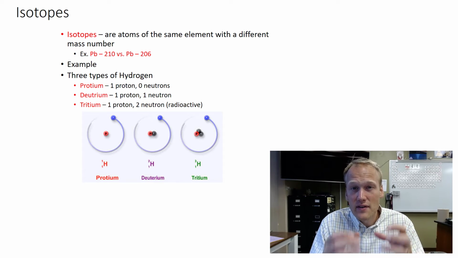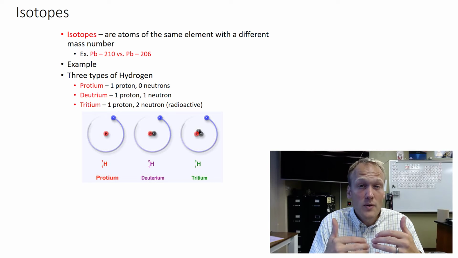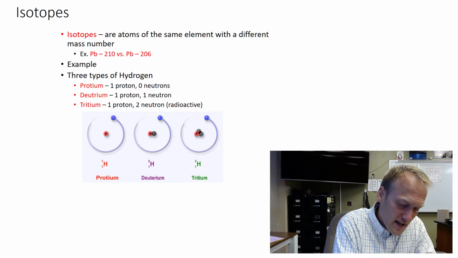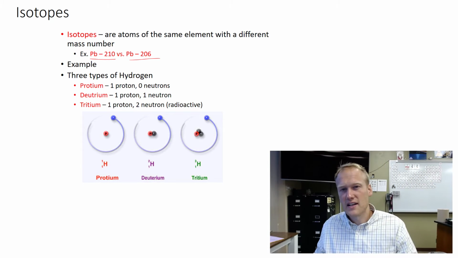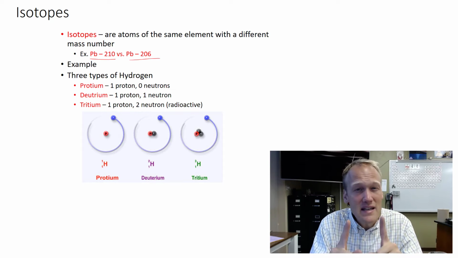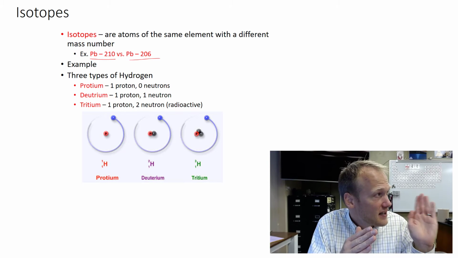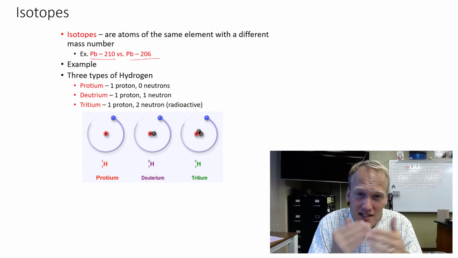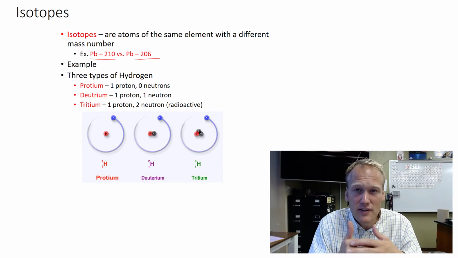Sometimes elements have different types of atoms, or what we'd call different isotopes. For instance, here are two different examples of lead. We have lead-210 and lead-206. Now, both of these are lead, and what that means is they both have to have 82 protons. If you look at the periodic table, you can see that the atomic number for lead is 82. Every atom of lead has 82 protons.